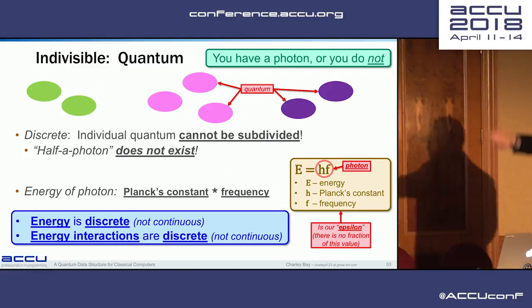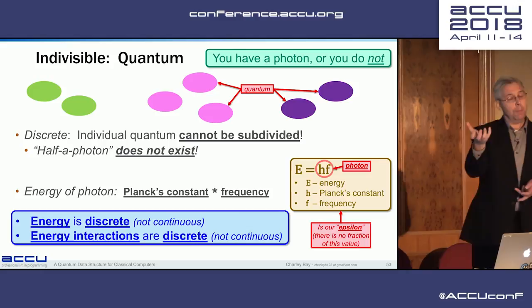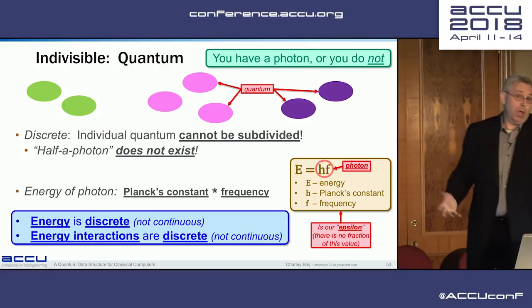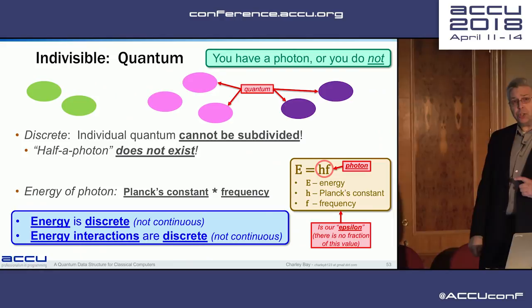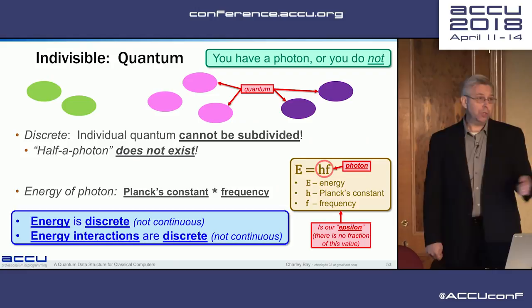You have a photon, or you do not. You have electron spin of some value, or some multiple of that value, because it's been quantized. Everything is quantized. So you can't subdivide a photon, you can only get another photon from a photon, or no photon at all. Energy is discrete, energy interactions are discrete, everything in the observable universe is discrete. It's not analog. It's just that your resolution in your clock has to be high enough to pick it up, which with today's manufacturing science, it is.